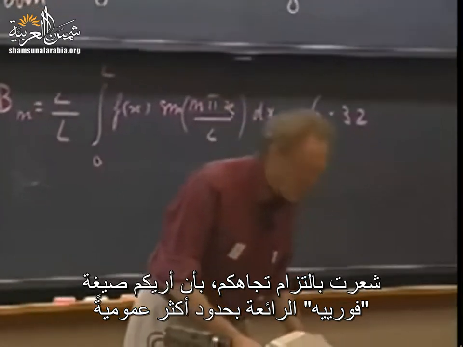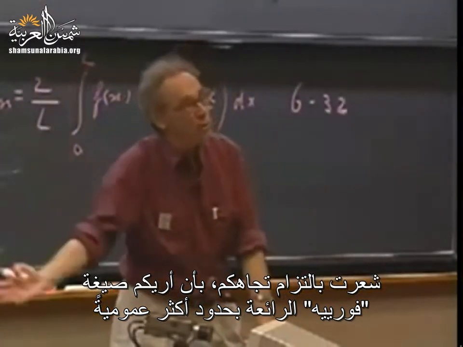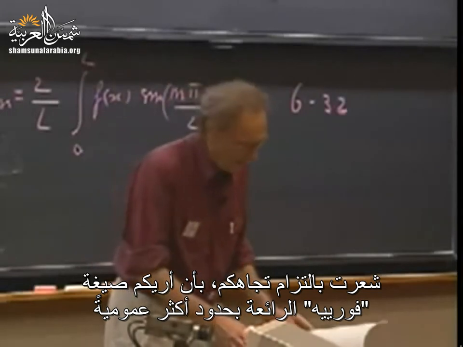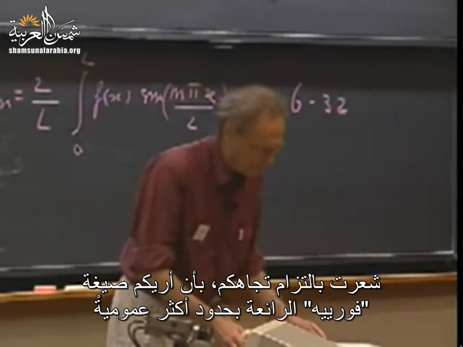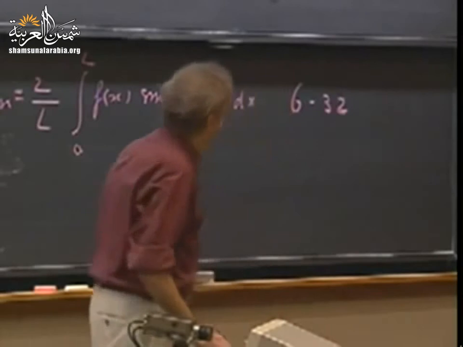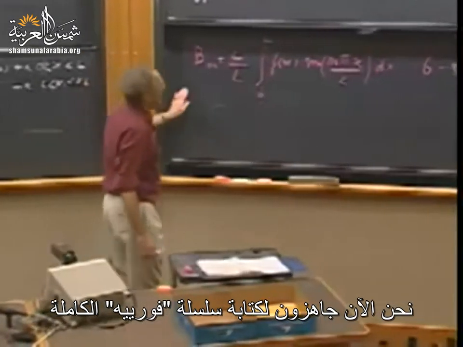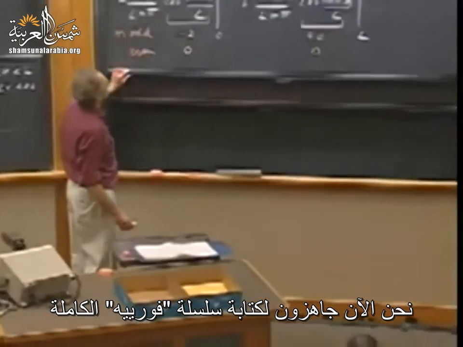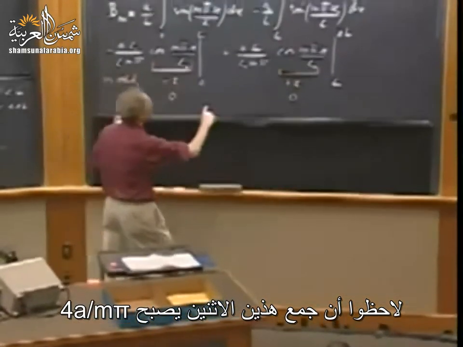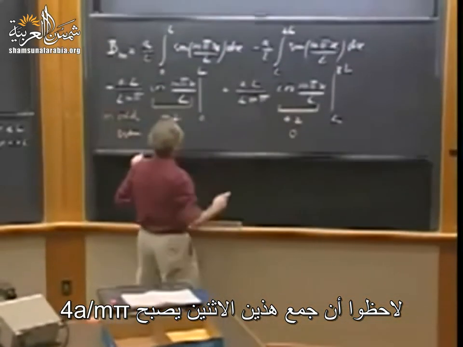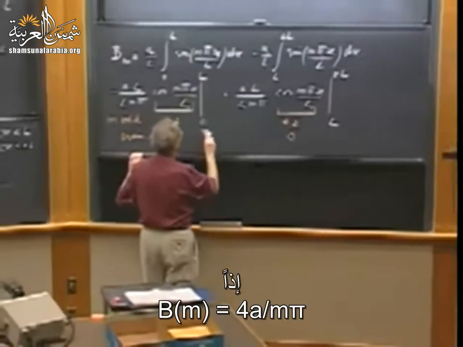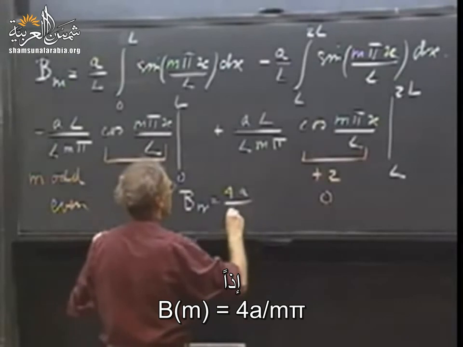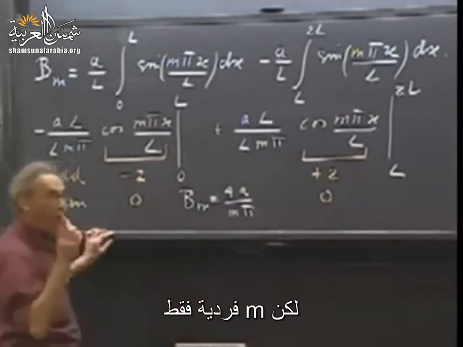I felt an obligation to you to show you the Fourier formalism, which is a beautiful formalism, in more general terms. So we are now ready to write down the complete Fourier series. Notice that the sum of these two becomes 4a divided by m pi. So b of m is going to be 4a divided by m pi, but m is only odd.